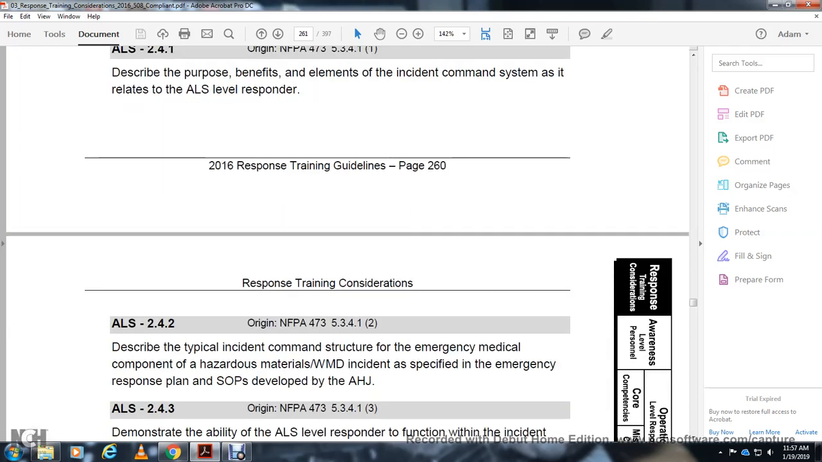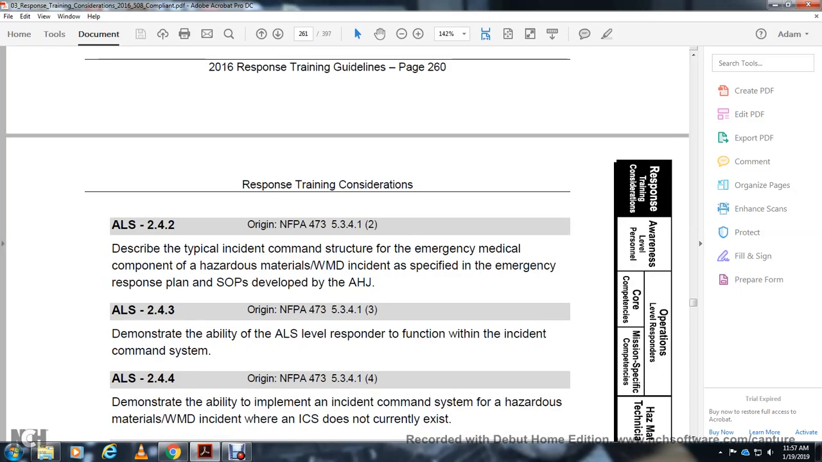Describe the typical incident command structure, the emergency medical component, the hazardous materials/weapons of mass destruction incident, the emergency response plan, the standard operating procedures, developed with the authority having jurisdiction, and demonstrate the ability of the advanced life support responder to function at the incident command system level.